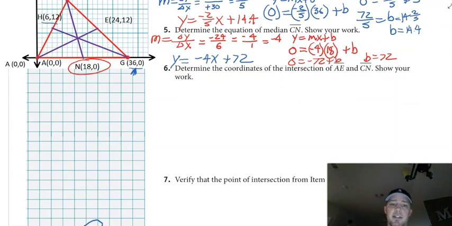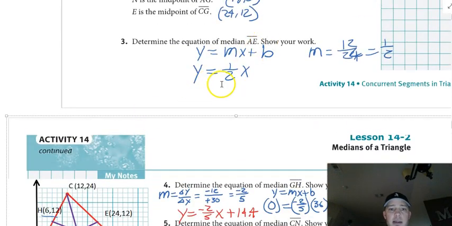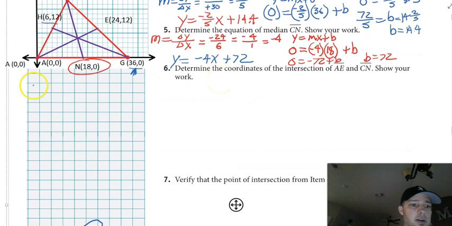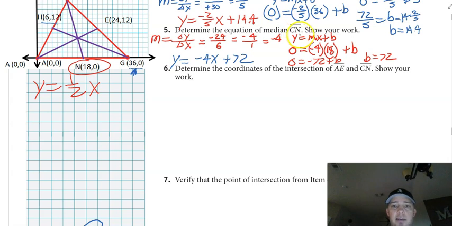All right, so for number 6, it now says determine the coordinates of the intersection of AE and Cn. So that's actually the first one and third one we did. So looking back here, AE was y equals 1/2 x. So here we go, y equals 1/2 x. And Cn was the last one that we did here. Y equals negative 4x plus 72. So these are easier equations because I definitely didn't want to use the negative 2/5 and plus 72/5 or whatever that was, a bunch of ugly fractions there. I should be able to set these equal and solve pretty easily.